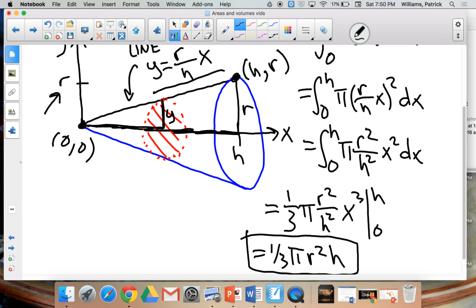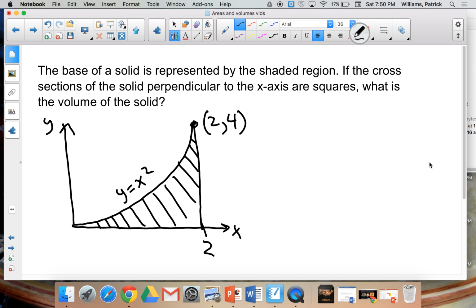Okay, so those were some examples of how we use volume by slicing. So why don't you guys look at this problem and see if you can solve it using volume by slicing. So pause the video.